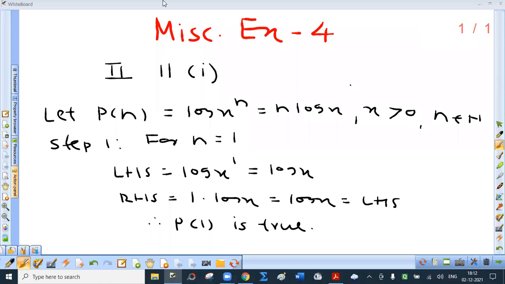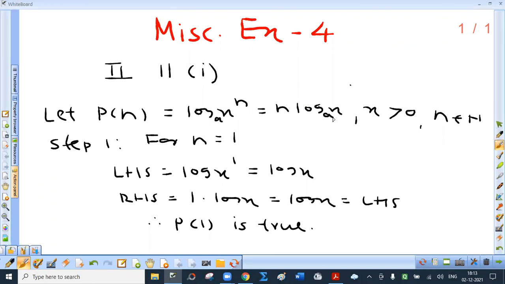Now second part, 11 sum. Prove by method of induction. First one, log of x raised to n to the base a equal to n log x to the base a, x greater than 0, small n belongs to capital N. So we begin with, write down. Let Pn denote the statement log x raised to n to the base a, valid base, is n log x to the base a. Okay.